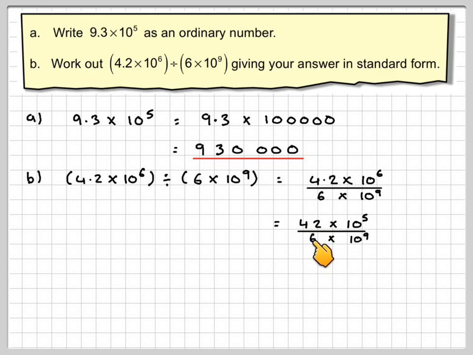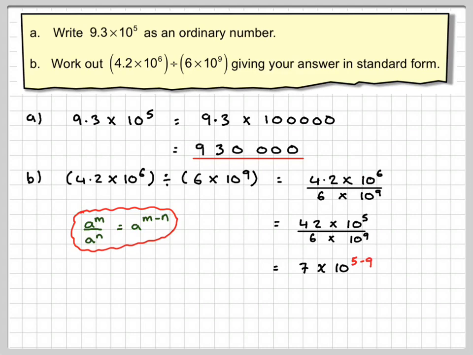Now 42 divided by 6 gives me 7. And then here I'm going to apply the rules of indices. The rule of indices is a to the m divided by a to the n is a to the m minus n. So I now have to do 10 to the 5 minus 9. And that will give me the answer of 7 times 10 to the minus 4.